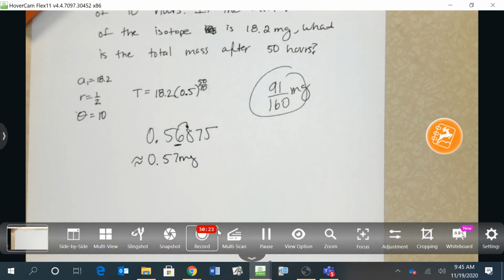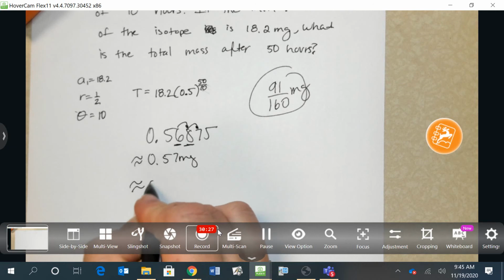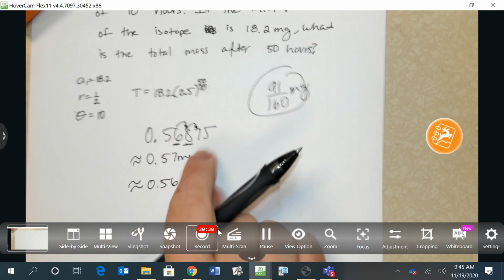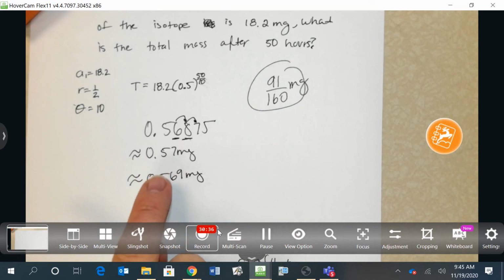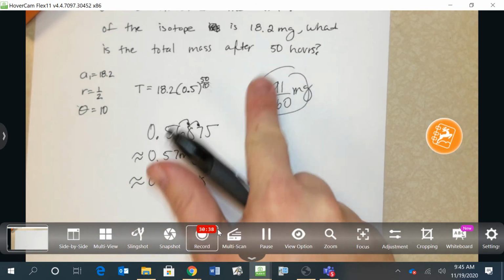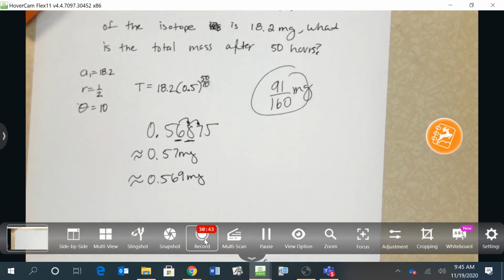What if they said round to the nearest thousandth? Okay, look at the thousandth place and look behind. Approximately 0.569. Okay? So depending on how they want the answer, this is rounded to the hundredth, this is rounded to the thousandth, and this is the exact. It's precise. It has not asked you to round, so you provided me with a precise answer.